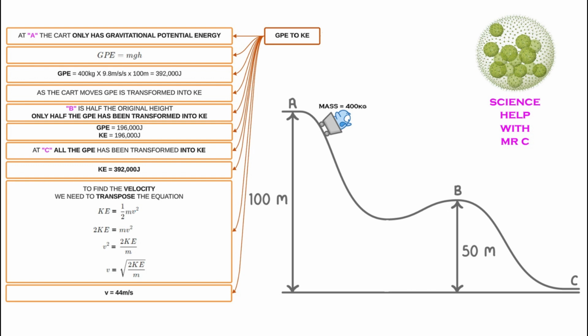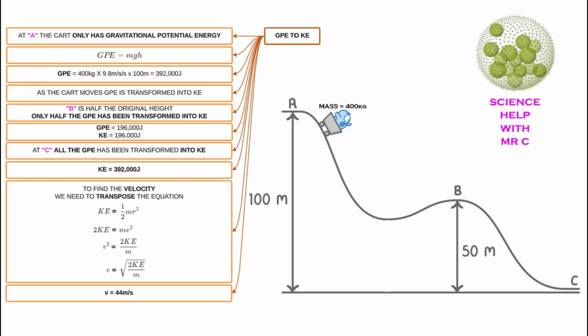And we're going to discuss a trolley on a roller coaster. The trolley is 400 kilograms in mass, and it's 100 meters off the ground. So at point A, it only has gravitational potential energy. To work out that GPE, the equation is mgh. So if we put in the values, GPE equals 400 kilograms times 9.8 meters per second squared for gravity times 100 meters, which is the height, and it equals 392,000 joules.